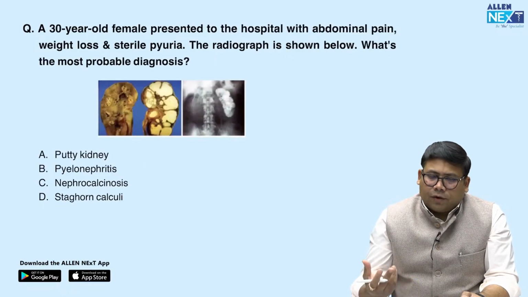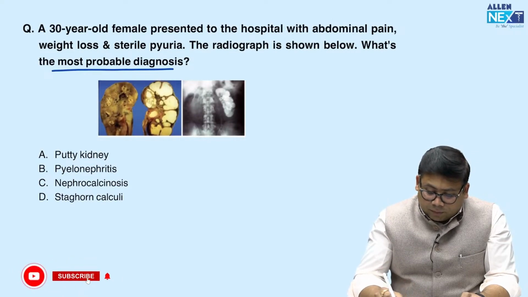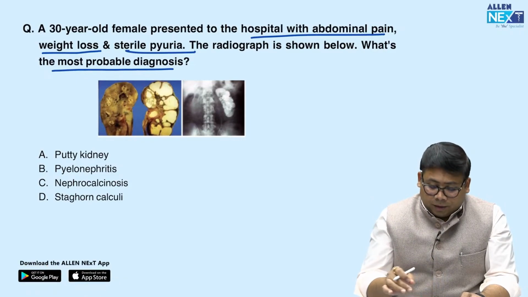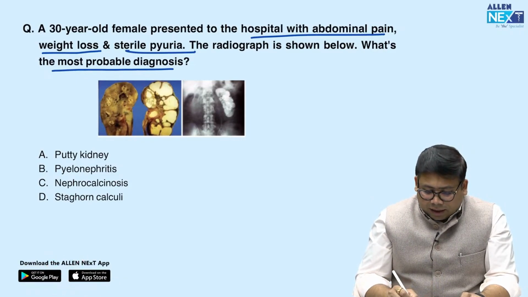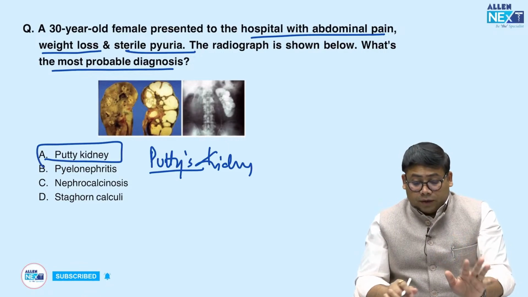Next, if you read the question and look at the image, what is the most probable diagnosis? A patient with abdominal pain, weight loss, sterile pyuria. The answer is genitourinary TB. This is what is a classical putty kidney. So this is a putty kidney that you see in front of you, and option A is absolutely right.